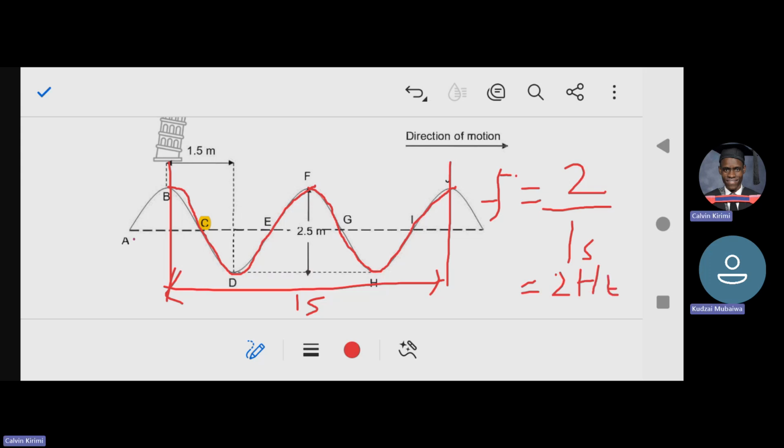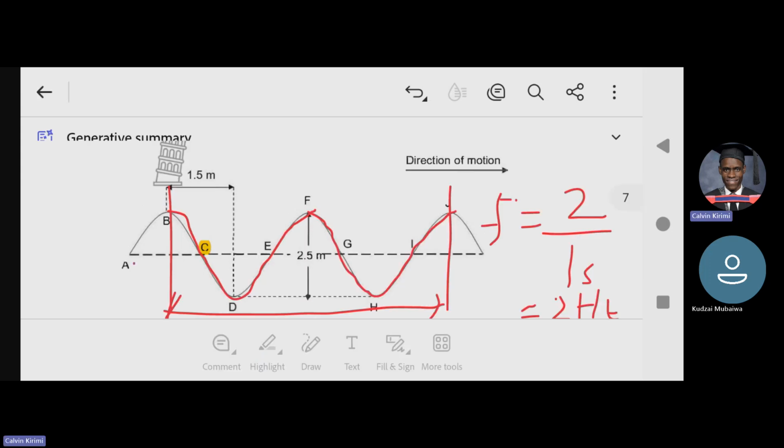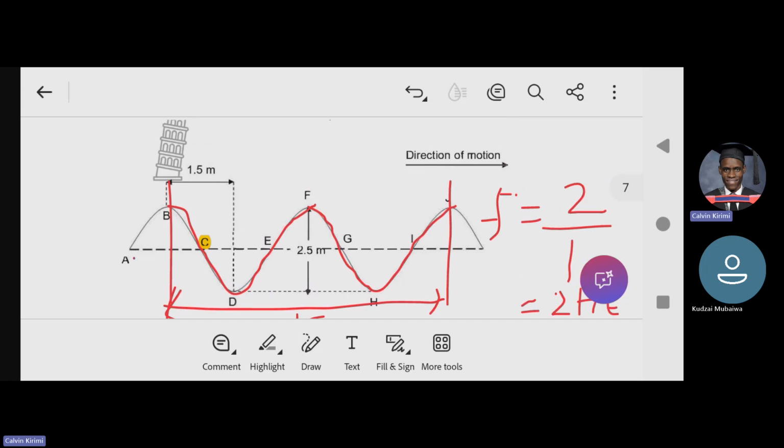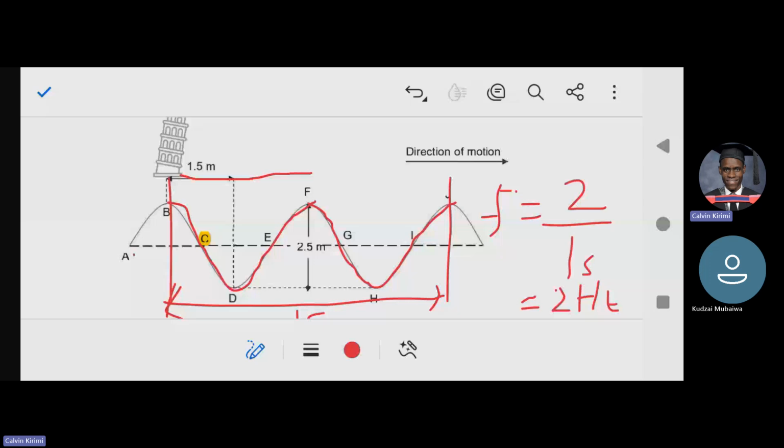It's coming from the graph. I'm having 2 complete waves in 1 second. That's why the answer is 2 hertz. But the question is asking for the wavelength, which we calculated here. We said wavelength is the distance between 2 successive crests, which we calculated as lambda equals 3 meters. And we have our frequency, which is 2 hertz.